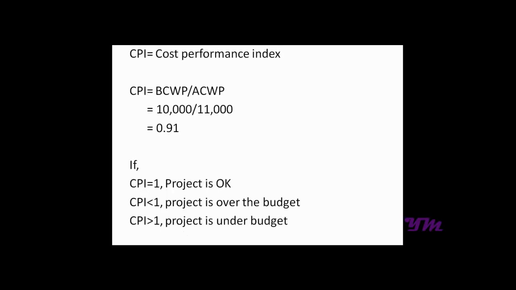So we have an index known as cost performance index, which is budgeted cost of work performed divided by actual cost of work performed. So that is 10,000 by 11,000, which comes out to be 0.91. If CPI is equal to 1, the project is said to be okay. If it's less than 1, we can say the project is over budget, and if CPI is greater than 1, it is under budget. So in this case it is over budget.